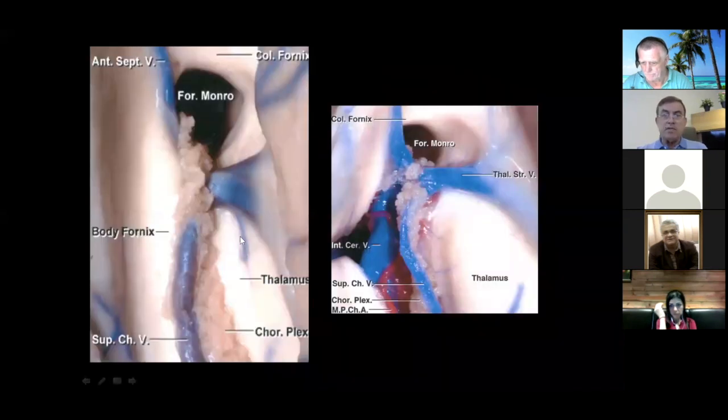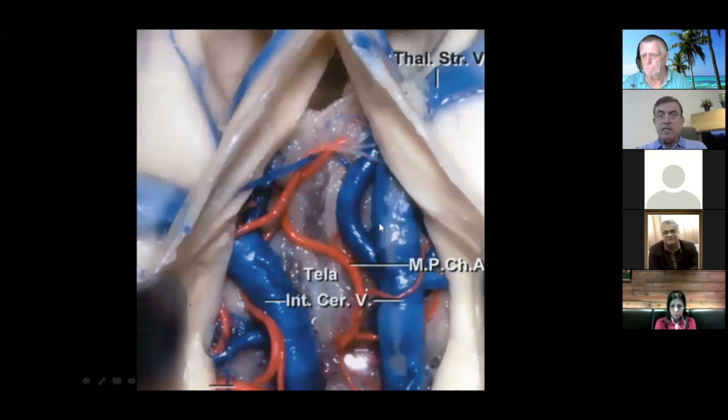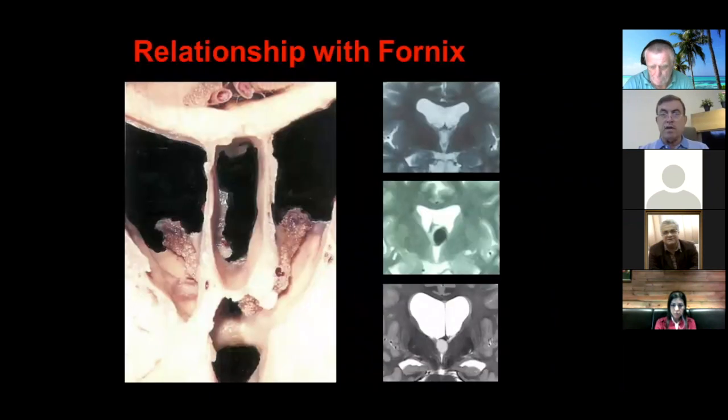Septal vein, thalamostriate vein, the superior choroidal vein covered by the choroid plexus. And then here you can see both forming the internal cerebral vein. Again, this is the superior choroidal vein, the tela choroidea, both internal cerebral veins. And this approach has been used in the past by Dr. Apuzzo to reach the roof of the third ventricle.